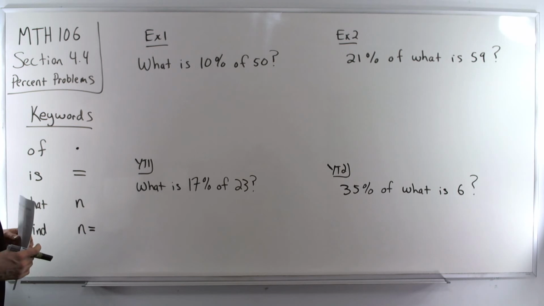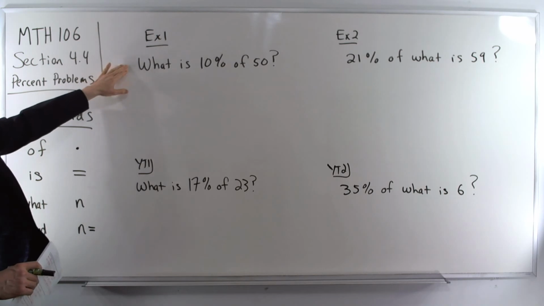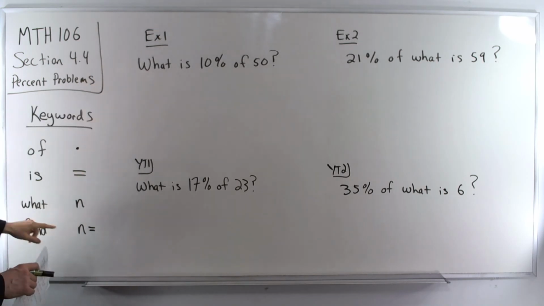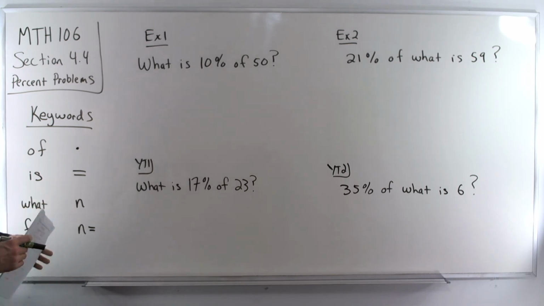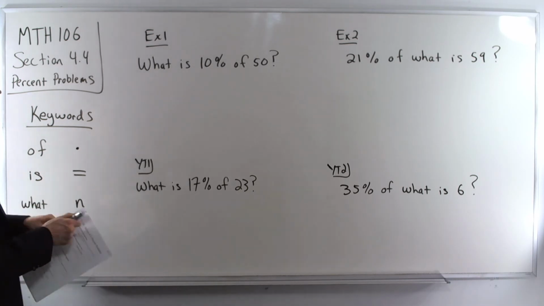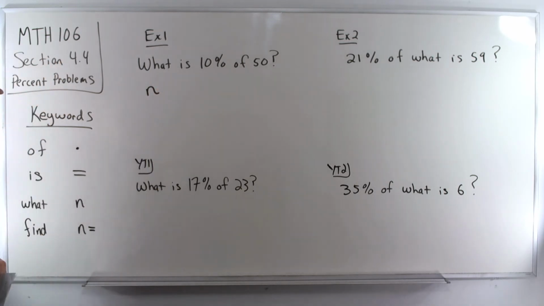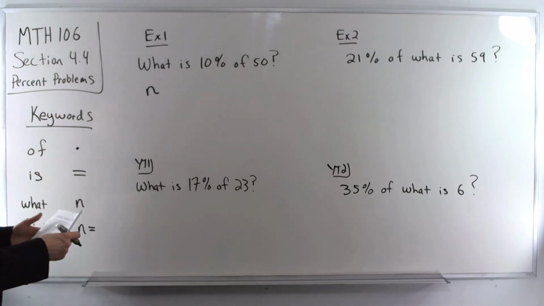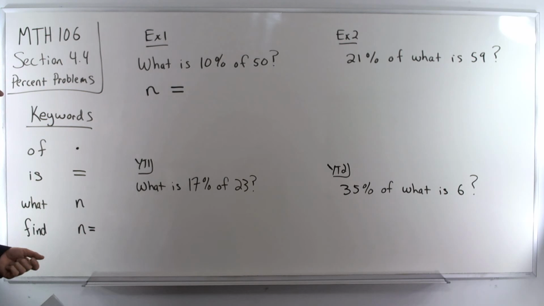So first example, what is 10% of 50? We're going to look at this sentence and first identify the keywords. Right? What? That's the question word, and that translates into a variable. So what turns into some variable? I'm going to use n. The word is translates into the equal sign. And that's very common in mathematics, to use is for equals.